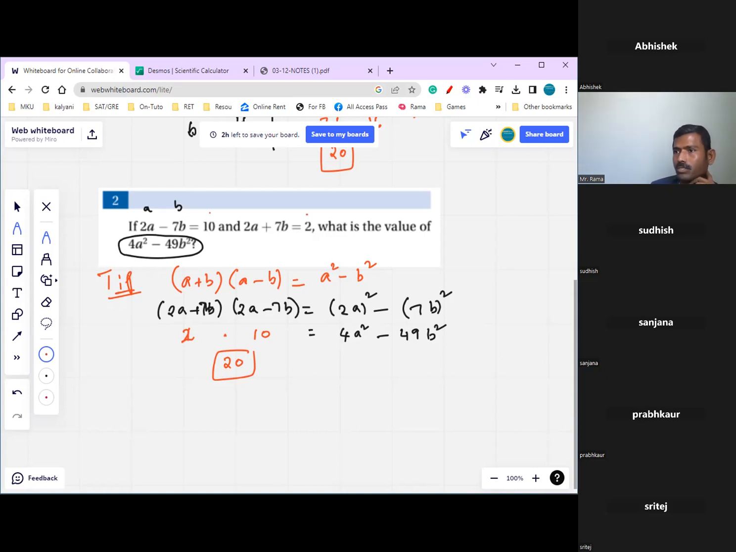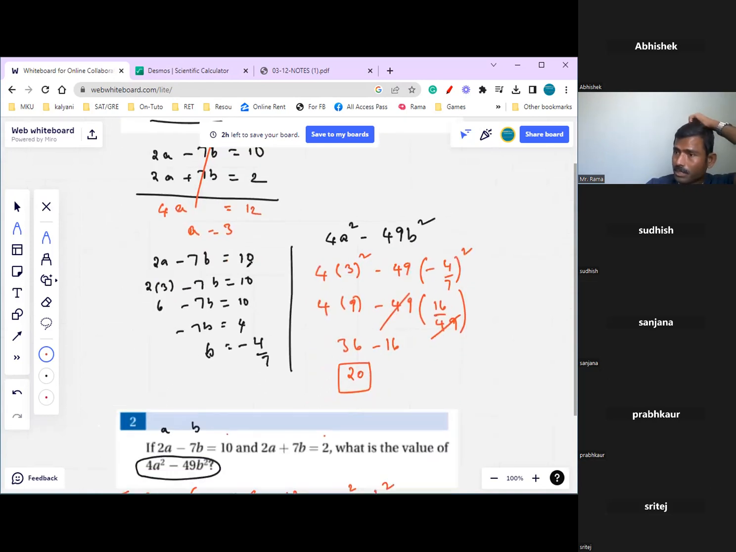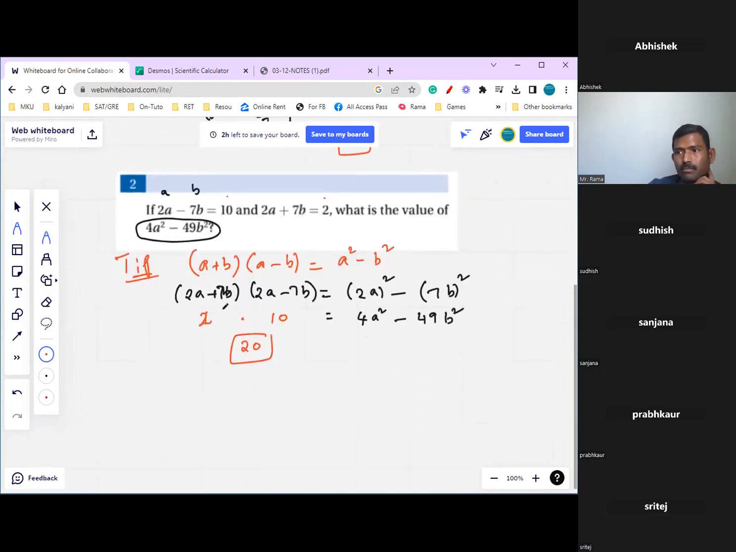Because you see 10 and 2, multiply those two, you choose your answer, you're done. That fast you can do this. But if you don't know the technique, it may take a little longer, like this. But if you know the technique, it can come to like this.